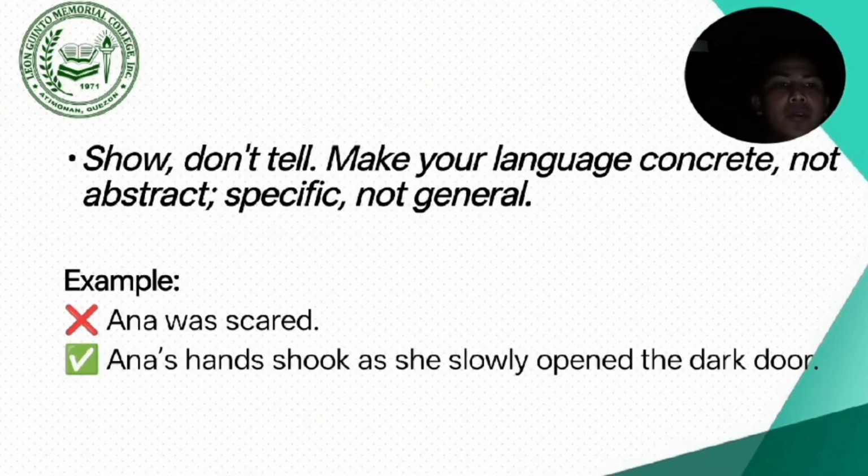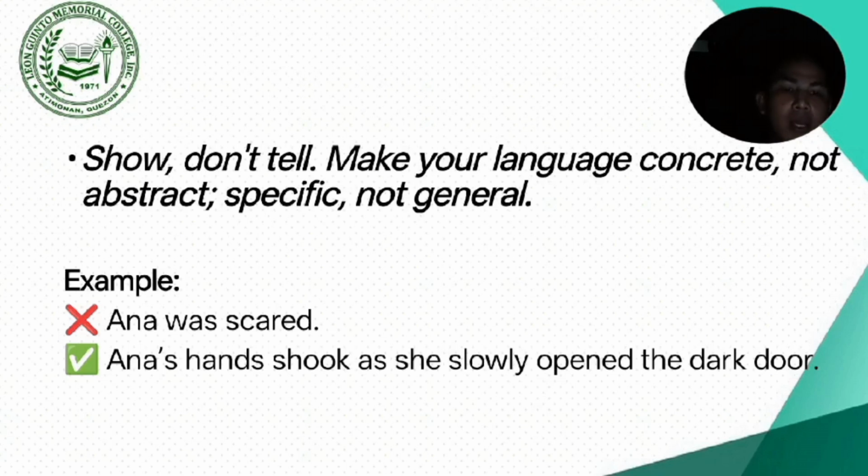The next one is show, don't tell. Make your language concrete, not abstract. Specific, not general. So this means instead of just telling your readers what happens or how someone feels, you should show it through actions and details. So it makes your writing more interesting and alive.